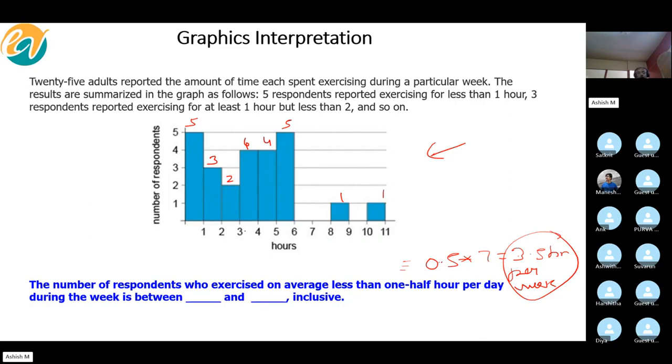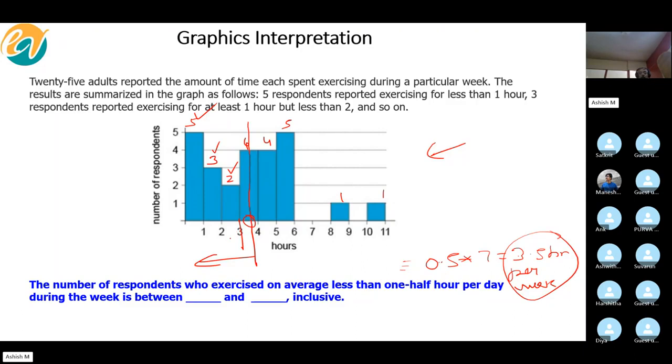Now 3.5 hours would be basically this, agreed? Because this is 3.5. So we are talking about how many respondents exercise less than 3.5 hours per week. So how do you find that out, guys? Notice, obviously, these will qualify, right? Very nice. These will qualify and these will qualify, right? Because 5 plus 3 plus 2. Notice these 10 people actually exercised less than 3 hours per week, for sure.